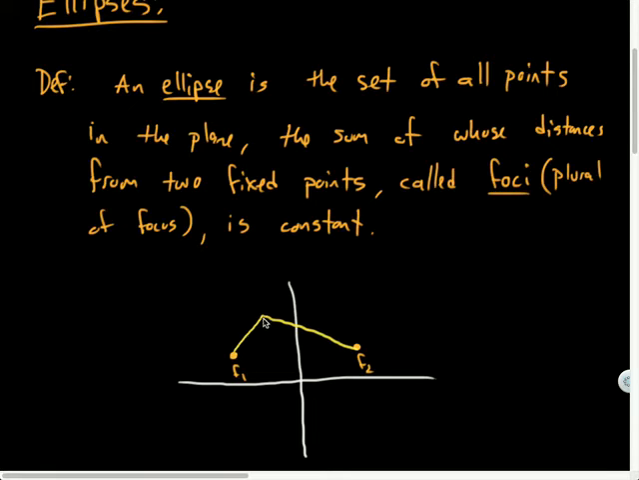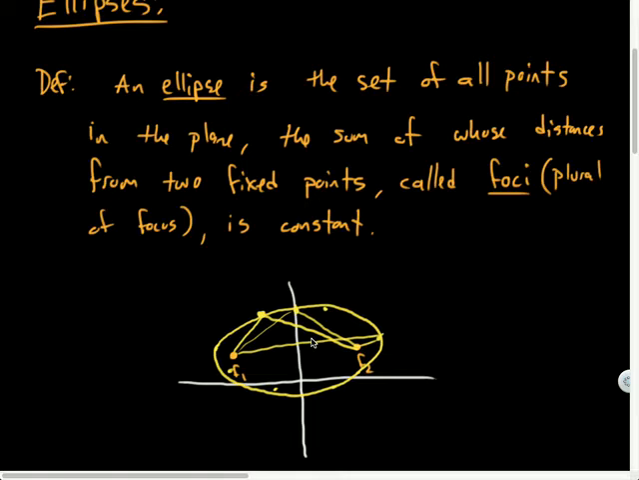The string length is the same. Maybe up here the string length is the same, or over here. Over here the string length would be really long on one side and really short on the other, but the overall length is constant. So I end up getting an interesting shape, like an oval. It's a stretched out circle, and it's symmetric in many capacities.